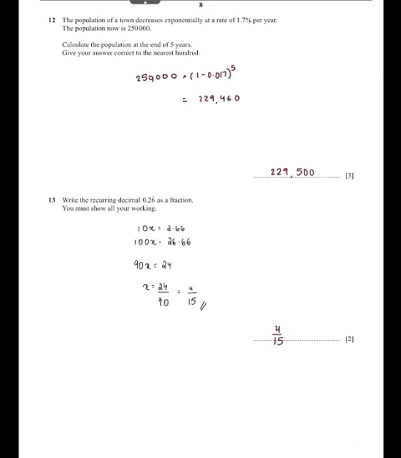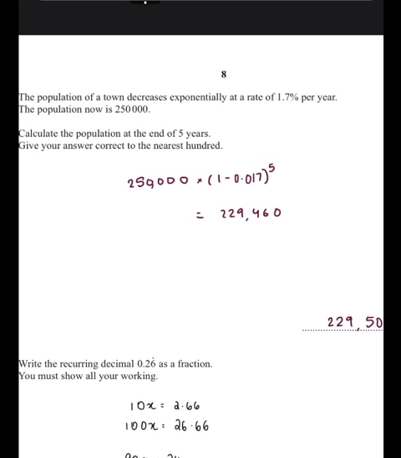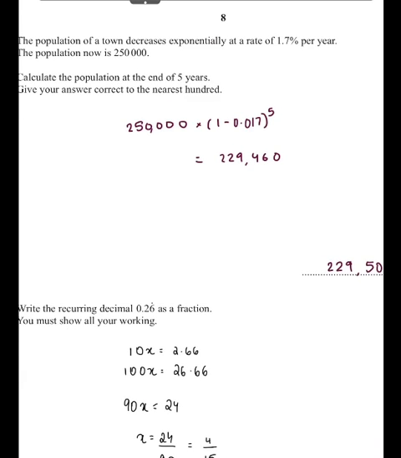Then question 12. The population of a town decreases exponentially at a rate of 1.7% per year. The population now is 250,000. Calculate the population at the end of the year. Give your answer correct to the nearest 100. Now for these exponential questions, here since it says decreases, if it is decrease, it will be minus. If it is increase, it will be positive.